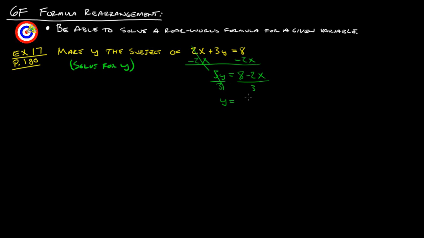And you just get y equals, and we really can just leave it as 8 minus 2x over 3. That's it, we have solved for y. We've made y the subject of the equation there. So really, that's all you need to do.